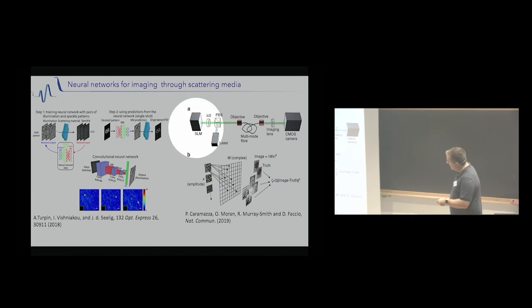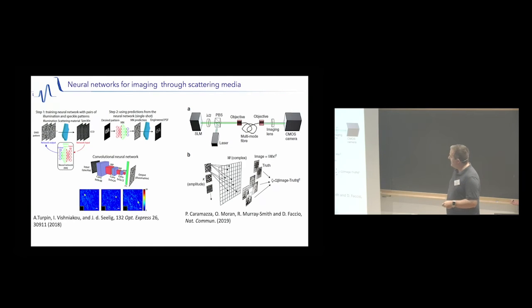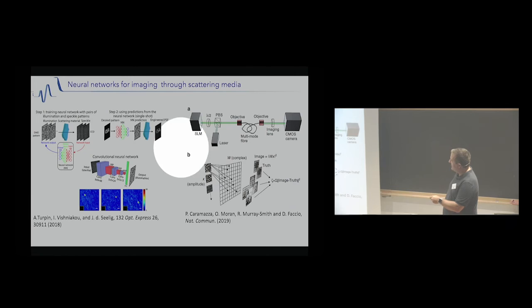A bit later, it was still very early, there was this really nice work by Daniele Faccio and Roderick Murray-Smith. Daniele is more the optics guy and Roderick is more the machine learning guy. And they had exactly the same idea. So they have basically a multimode fiber. They can send patterns and they can measure the image on the camera.